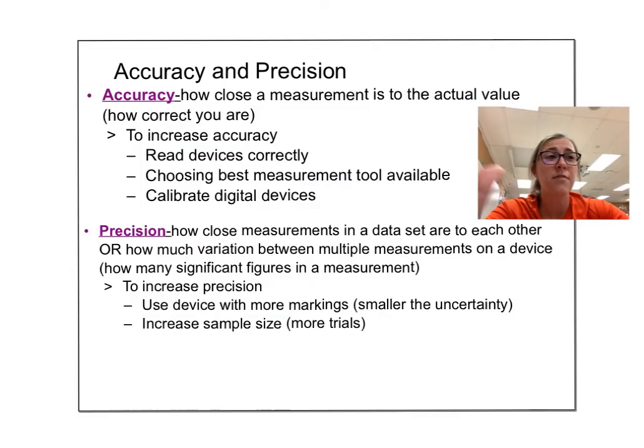So in chemistry, it's very important to be both accurate and precise, but there's a difference between the two. Accuracy is how close a measurement is to the actual value.